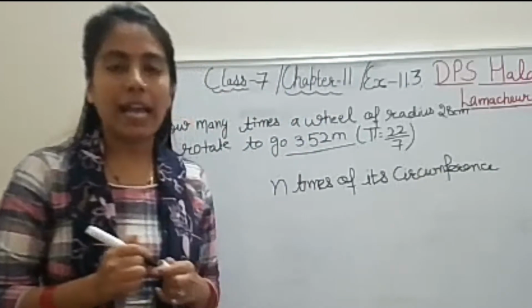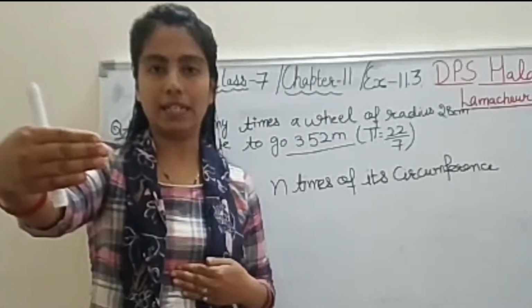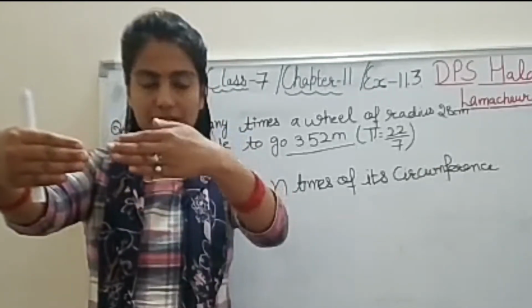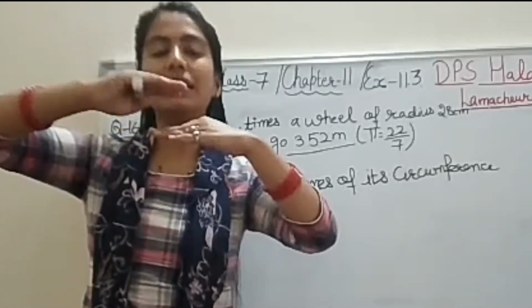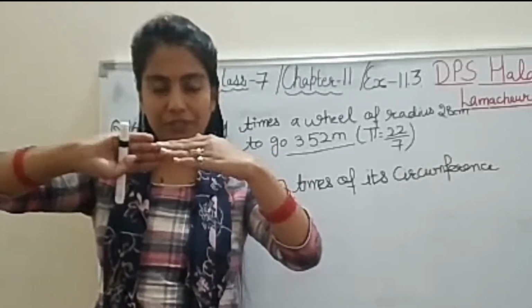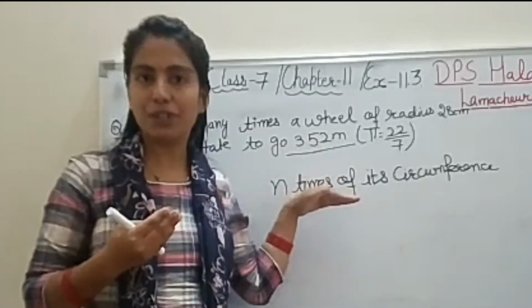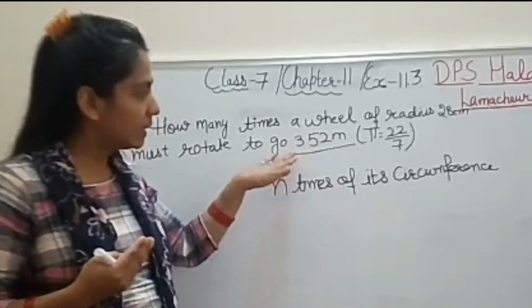Got it, student? Suppose I have to move from here till here. How many steps will I take? I don't know the number of steps. Now it's a wheel. The wheel will rotate, and rotate means full circumference. So it will be n times of its circumference. The number of rotations we don't know, but we know how much total distance it has to cover.